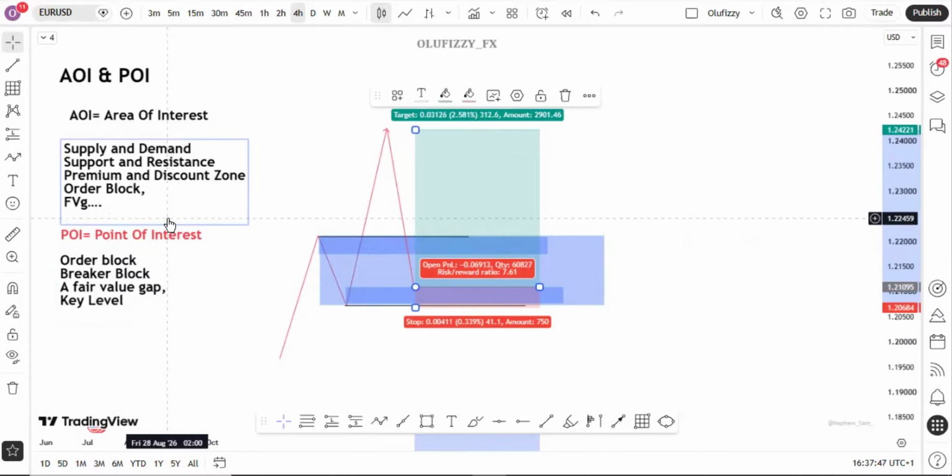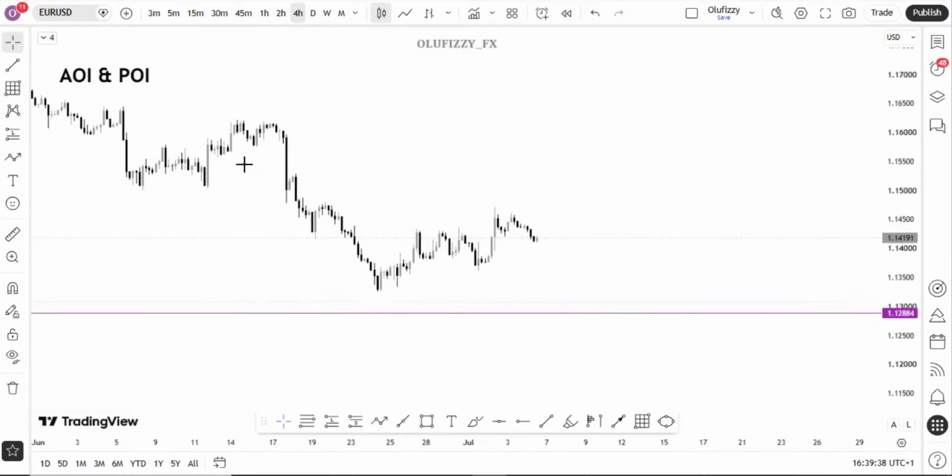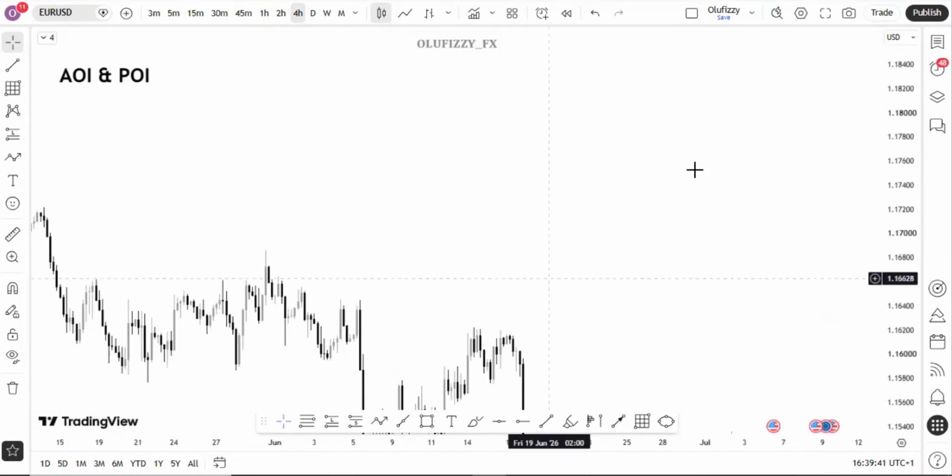When you have a better understanding of the AOI and POI, it's going to help you to stop chasing the market. You have a specific zone or a specific level that you are looking at, and that will increase your decision making in the market. So let's quickly look at some examples on the charts.